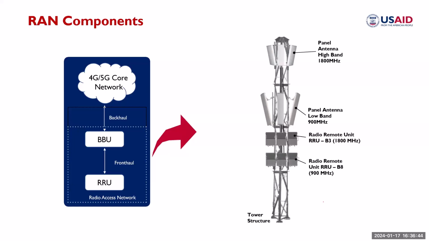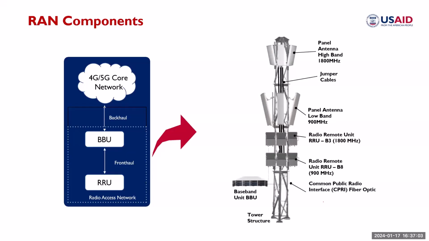Then next would be the cables. So this one is the one connecting the different components. So the antenna going to the radio remote unit, and then going to the next one, which is the baseband unit.